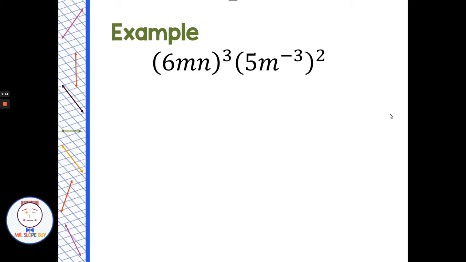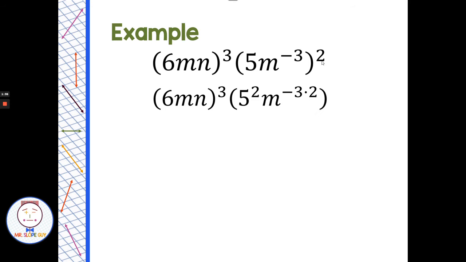Say we have 6mn to the third power times 5m to the negative 3 to the second power. So this exponent on the outside applies to each coefficient and each variable on the inside, and this 2 on the outside applies to each coefficient and each variable on the inside. So let's do that. 2 applies to the 5, and the 2 applies to the m. And when I apply the 2 to the m, I have an exponent raised to an exponent. The power of a power rule says that's when we multiply exponents together. This 3 applies to the 6, it applies to the m, it applies to the n.